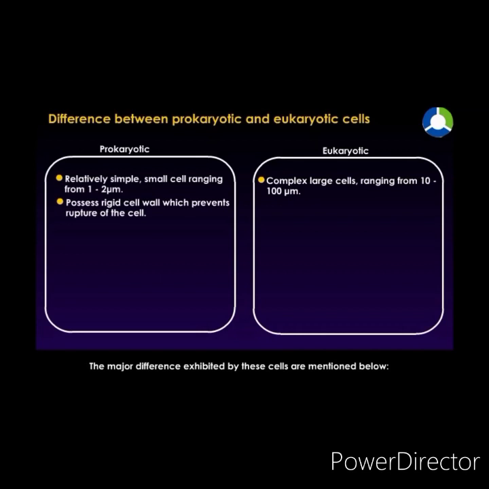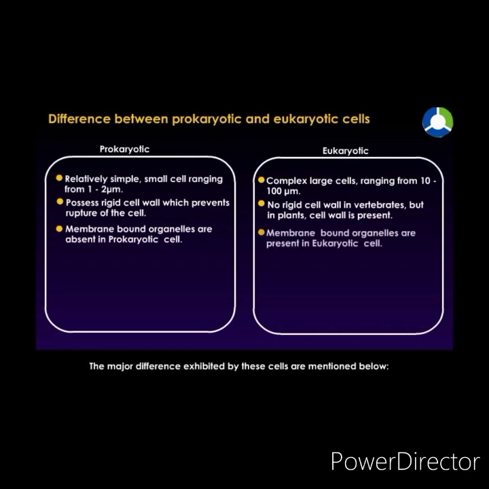Prokaryotic cells possess a rigid cell wall which prevents rupture of the cell. Eukaryotic cells have no rigid cell wall in animals, but in plants, a cell wall is present. In prokaryotic cells, membrane-bound organelles are absent. In eukaryotic cells, membrane-bound organelles are present. In prokaryotic cells, genetic material is not enclosed in a nuclear membrane. In eukaryotic cells, genetic material is enclosed in a well-defined nuclear membrane.